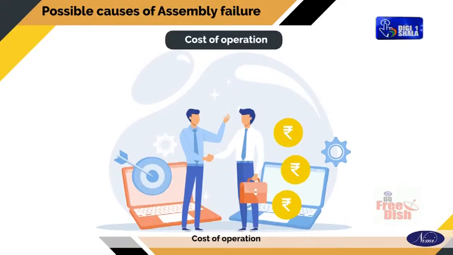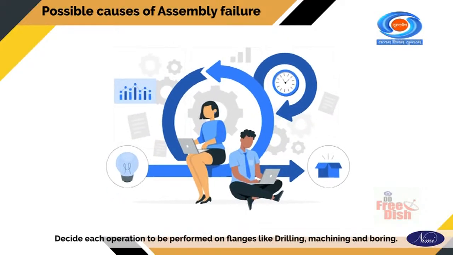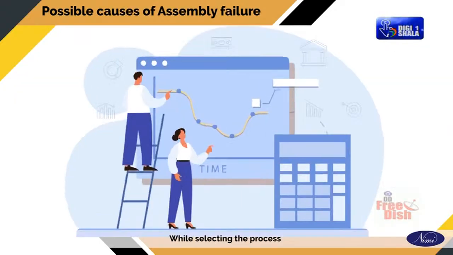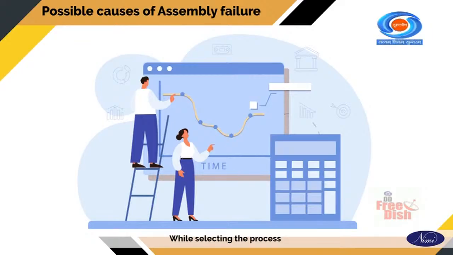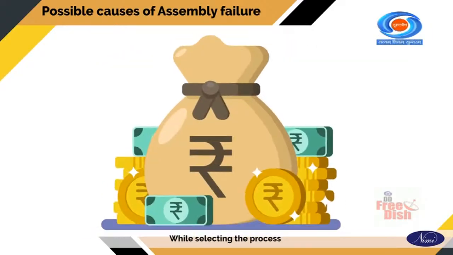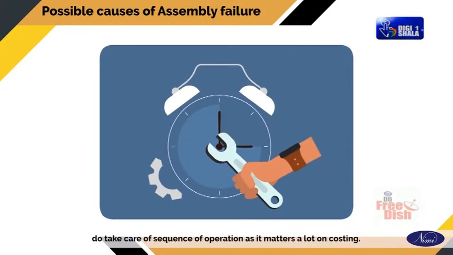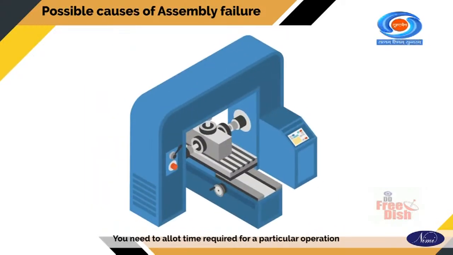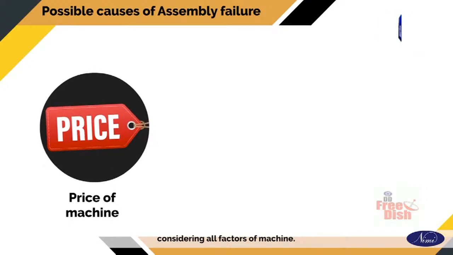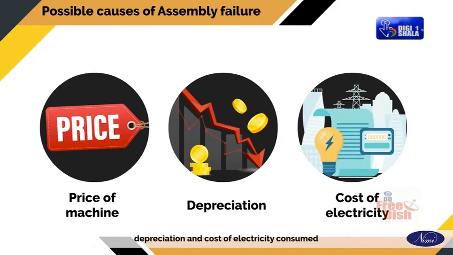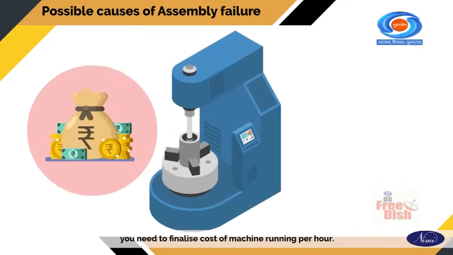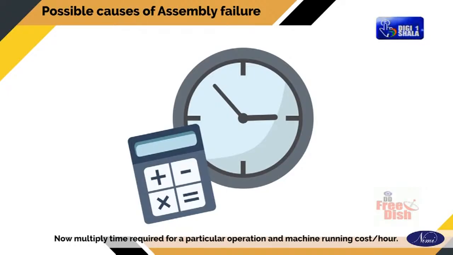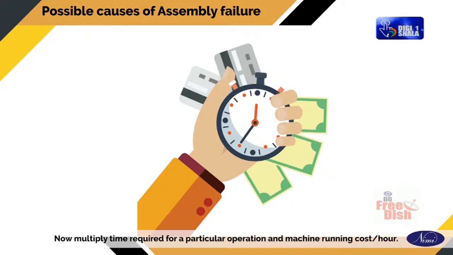Cost of operation. Decide each operation to be performed on flanges like drilling, machining and boring. While selecting the process, do take care of the sequence of operations as it matters a lot in costing. You need to allot the time required for a particular operation, considering all factors of the machine. On the basis of the price of the machine, depreciation, and cost of electricity consumed, you need to finalize the cost of machine running per hour. Now multiply the time required for a particular operation and the machine running cost per hour.